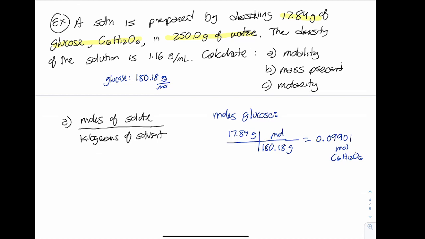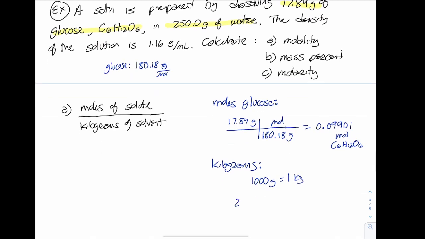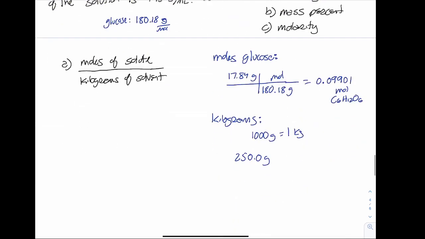So moles of glucose, let's do our kilograms here. I am just going to move the decimal place over, but do remember that there's 1,000 grams in 1 kilogram. So if you did want to set it up using dimensional analysis, because I have grams on top, I would divide by 1,000, which essentially means I'm just going to move this decimal point over 3 places. So I'm going to have 0.2500 kilograms.